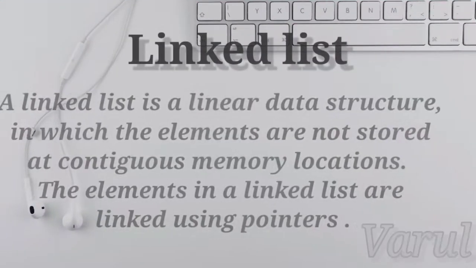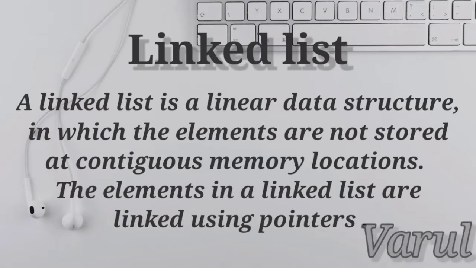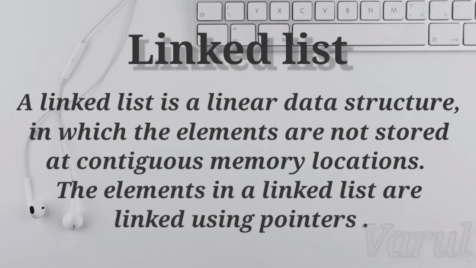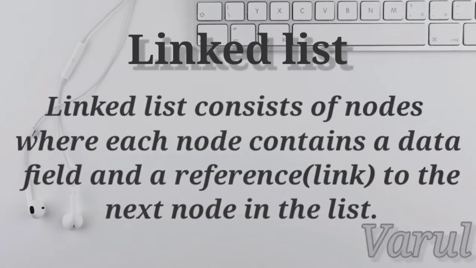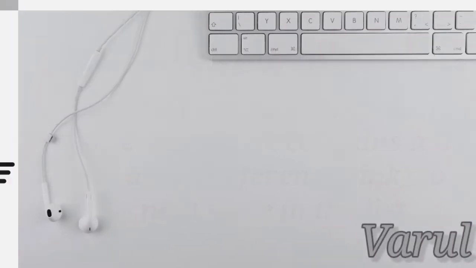Linked list is a linear data structure in which the elements are not stored at continuous memory. The elements in a linked list are linked using pointers. In simple words, a linked list consists of nodes where each node contains a data field and a link to the next node in the list. Guys, have a look at this image.